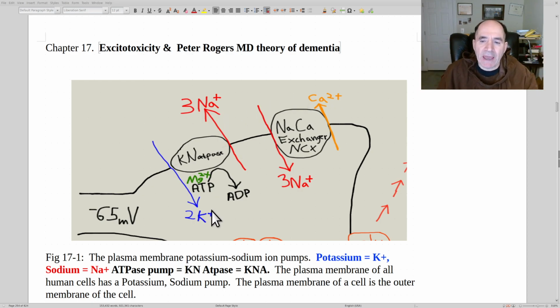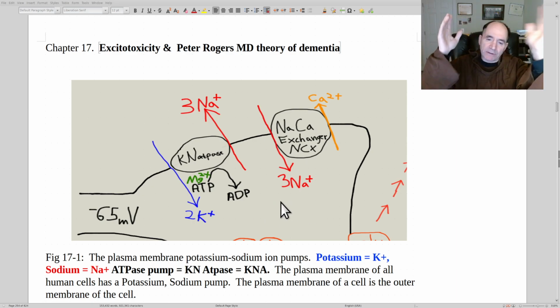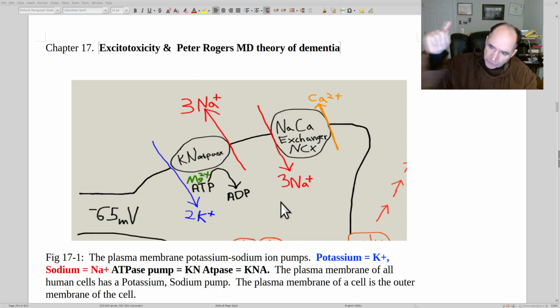Sodium and potassium are like minimum wage workers. They work their butt off all day long, okay? But really the aristocrat of ions is calcium. Because when calcium gets increased in the cytoplasm, that makes something happen. It's the boss. Comes in and says, do this, do this.